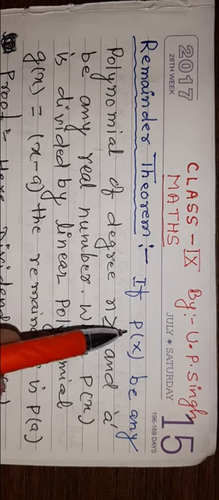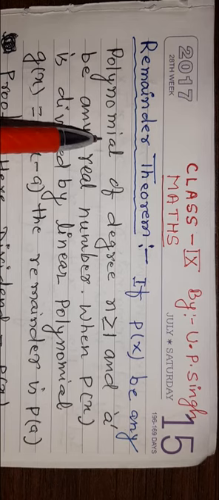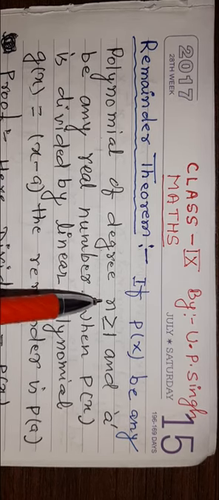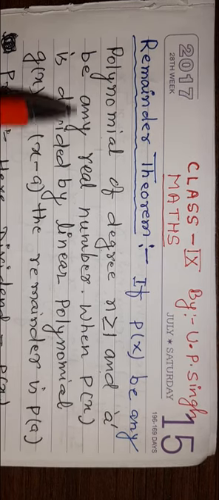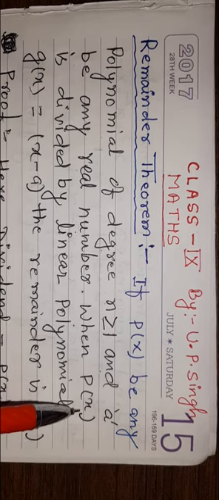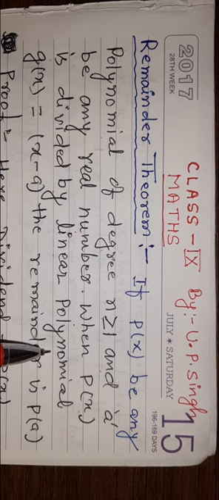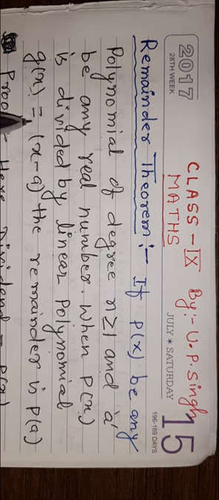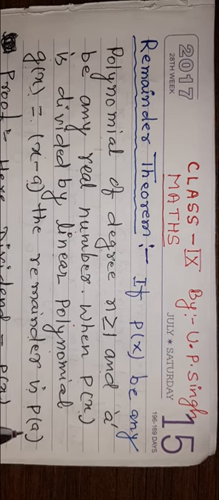If p(x) is any polynomial of degree greater than or equal to 1 and a is any real number, when p(x) is divided by the linear polynomial g(x) = x minus a, this is a linear polynomial because here the degree of the variable is 1, the remainder is p(a).